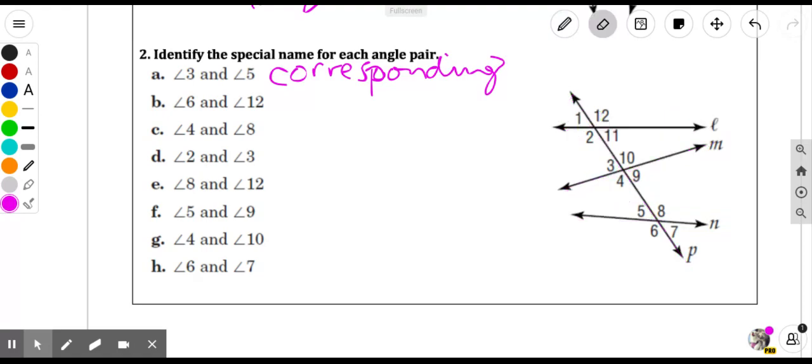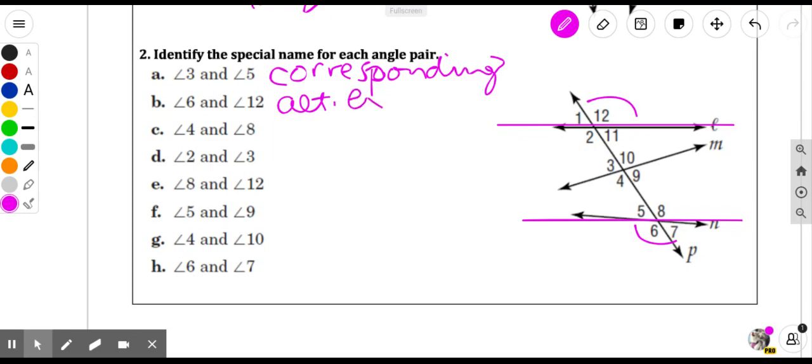Next is 6 and 12. So 6 is here, 12 is here. These are on different sides of the transversal. 6 is on the left, 12 is on the right, and these are both exterior angles. So see how they're on the outside of L and N? So these are different sides of the transversal, both on the outside. So these are alternate exterior angles. I'm just going to abbreviate because I don't have room. So those are alternate exterior.